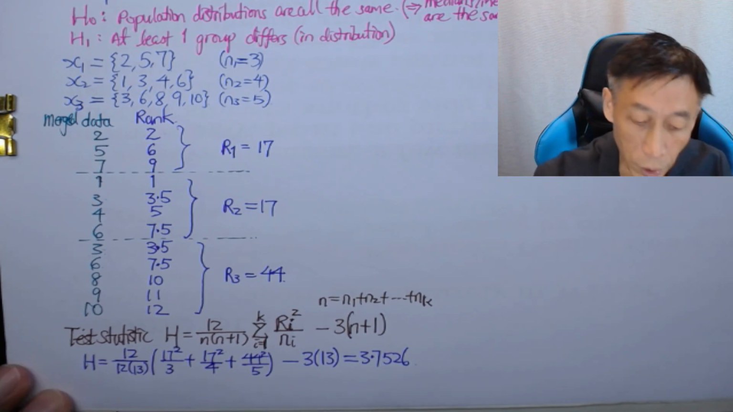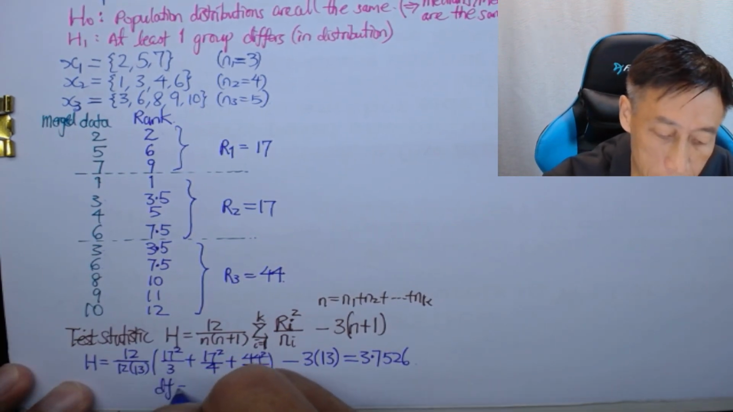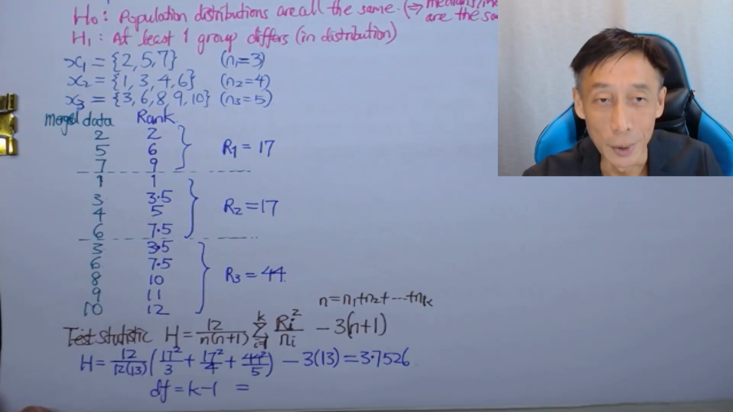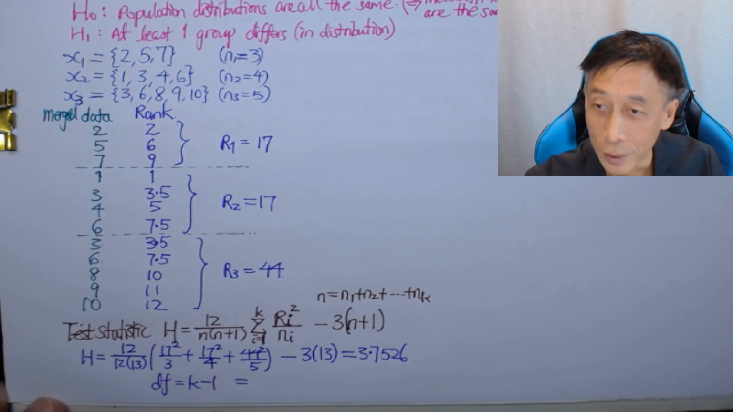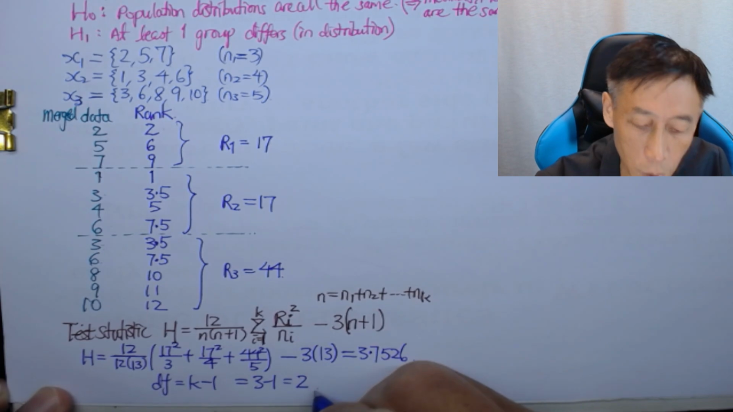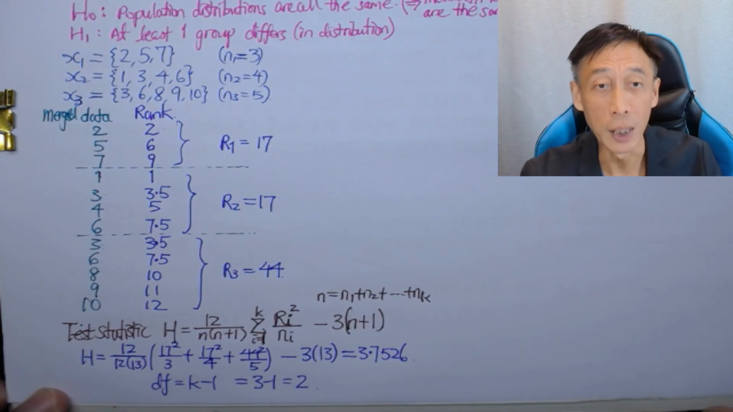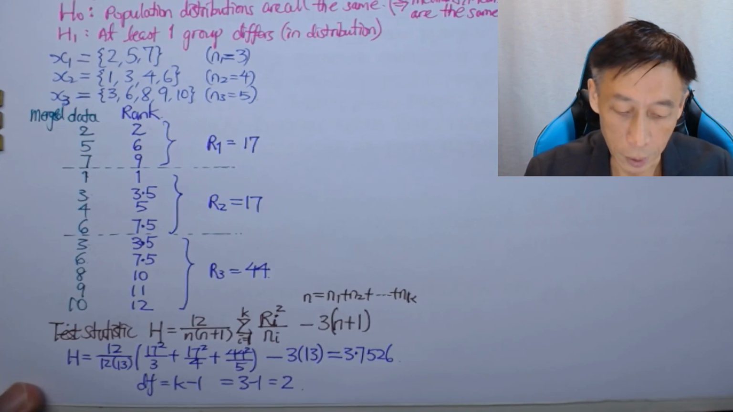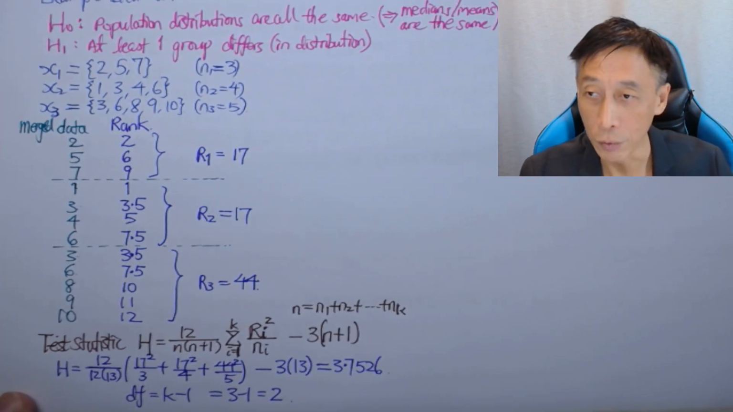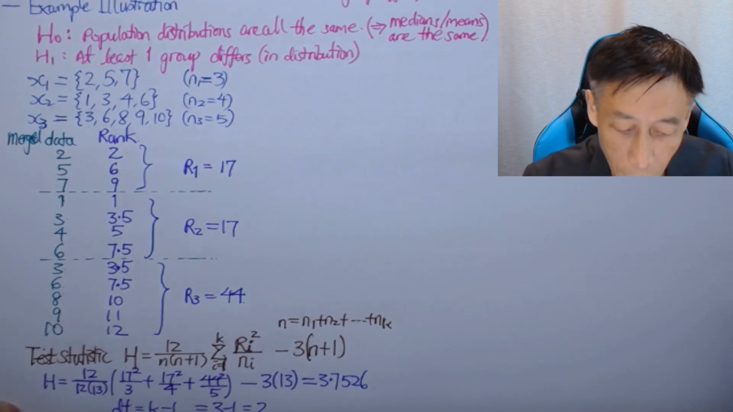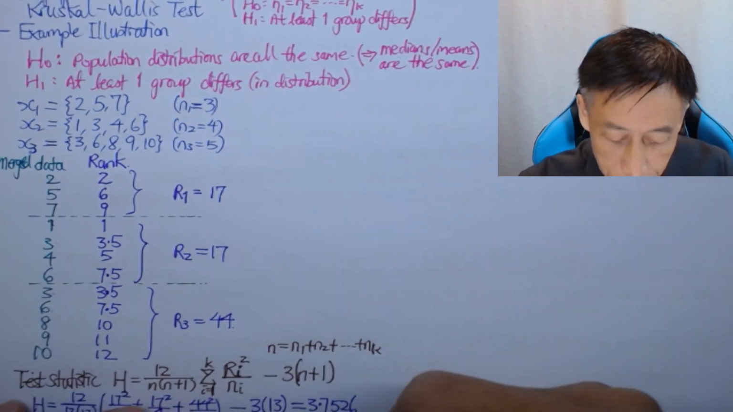Okay, degrees of freedom is k minus 1, just like ANOVA. So 3 groups minus 1 is 2. So we need the degrees of freedom and alpha to find the critical value. So the critical value, let me come back to here.